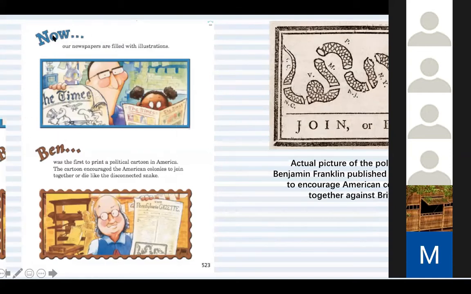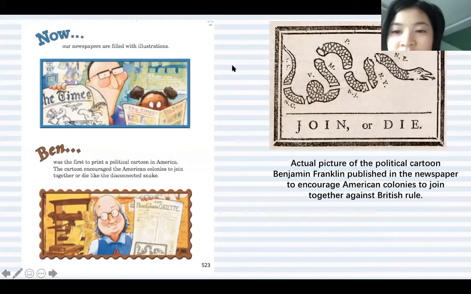Now our newspaper is filled with illustrations. Then Franklin was the first to print a political cartoon in America. The cartoon encouraged the American colonies to join together or die like the disconnected snake.